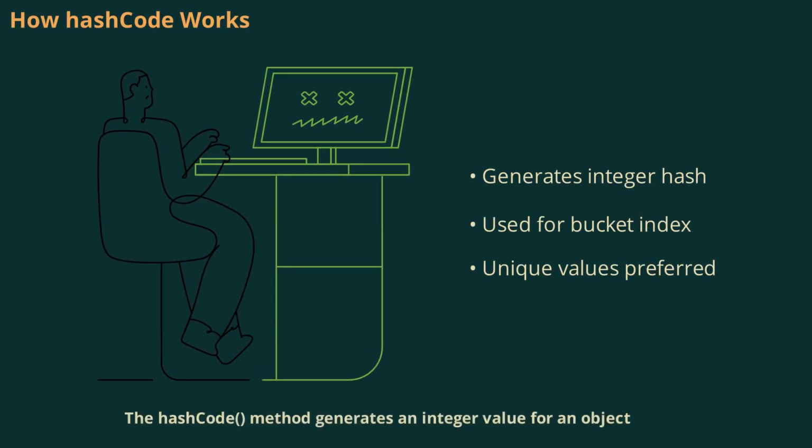The hashCode method generates an integer value for an object. This value is used by HashMap to determine the bucket index. While different objects can have the same hashCode, it's best if unique objects produce unique hashCodes. This reduces the chance of collisions and improves performance.